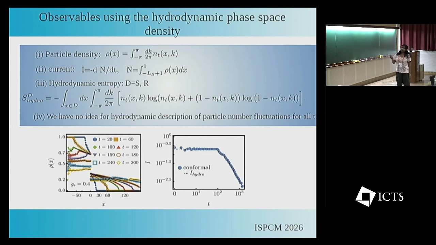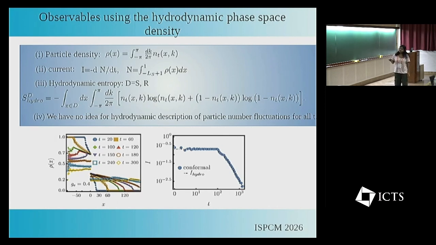We can also calculate the hydrodynamic entropy. It is like the von Neumann entropy in the exact numerics, but here we have the phase space density instead of the eigenvalues of the correlation matrix, and we have integration over dx and dk. For this work, we had no idea how to give a hydrodynamic description of the particle number fluctuation, or full counting statistics, for all times.